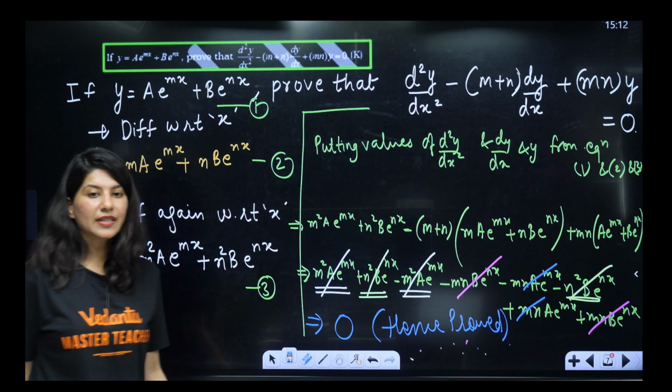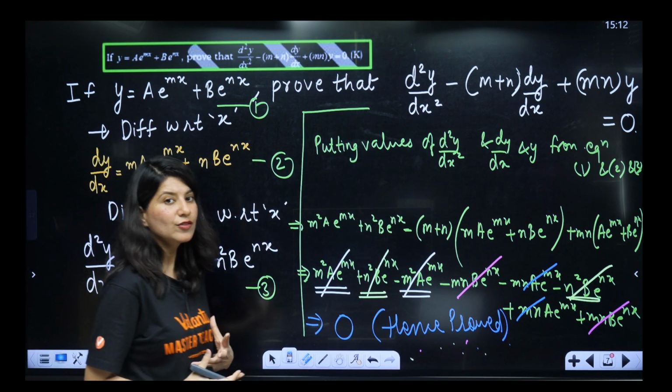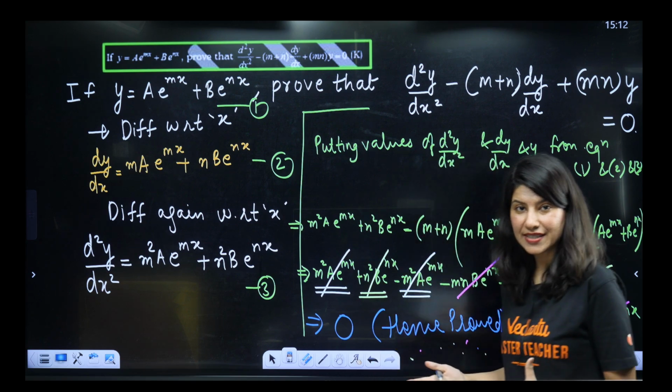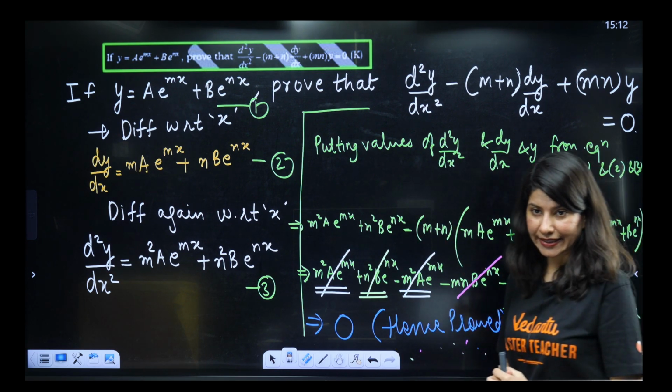Right? So, this is what your model is, where you have to differentiate the same function twice and prove a certain thing. Have a look.